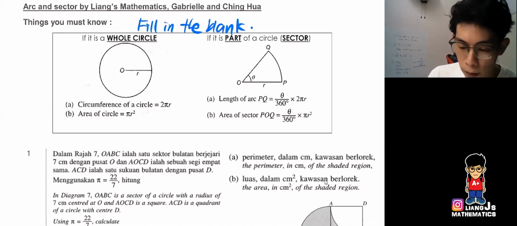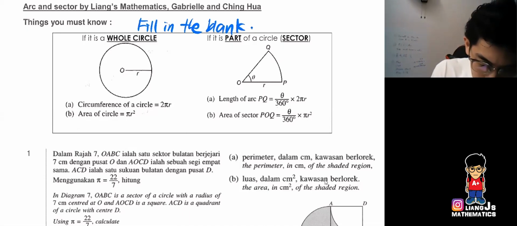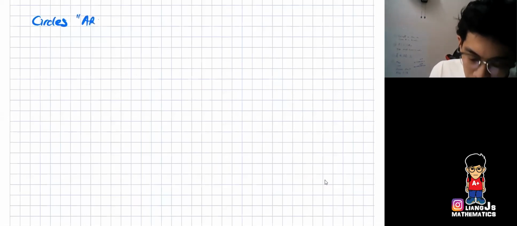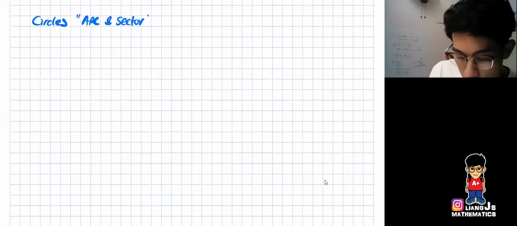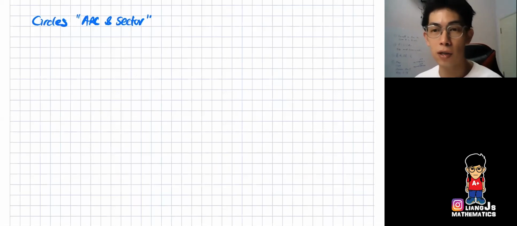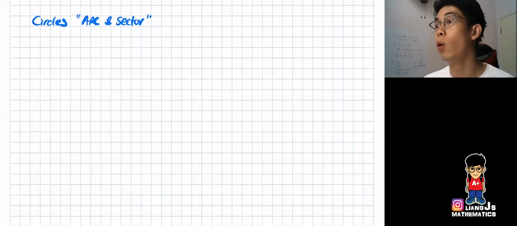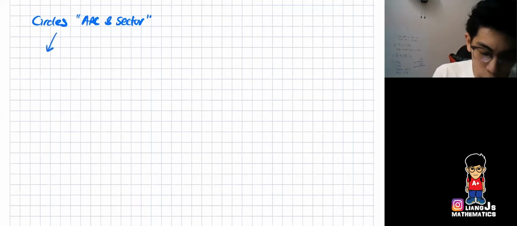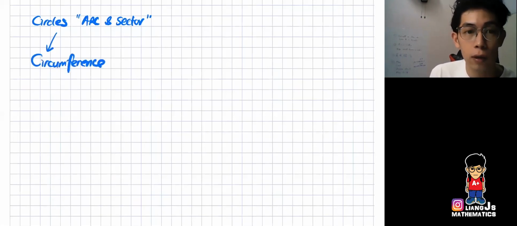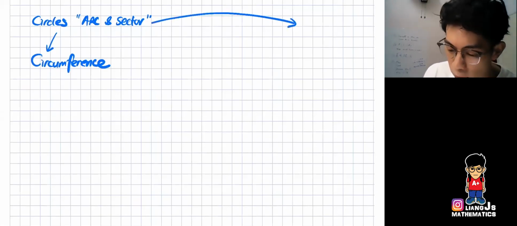Now, let's start. Circles, also known as arc and sector for Form 4 and Form 5 students. After you write circles, arc and sector, the next thing is the main two subtopics that you need to know. The first thing you have to know, we name it as circumference. You write down circumference. Then the next part they have to know, we name it as area.